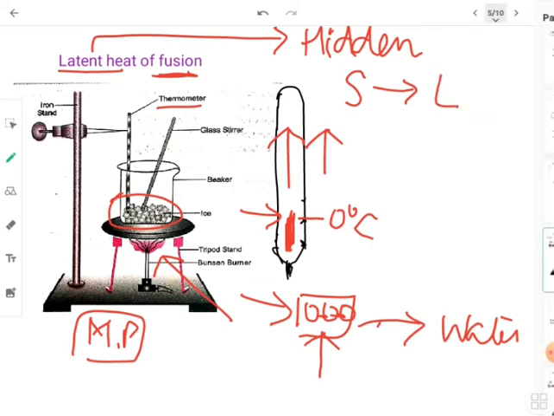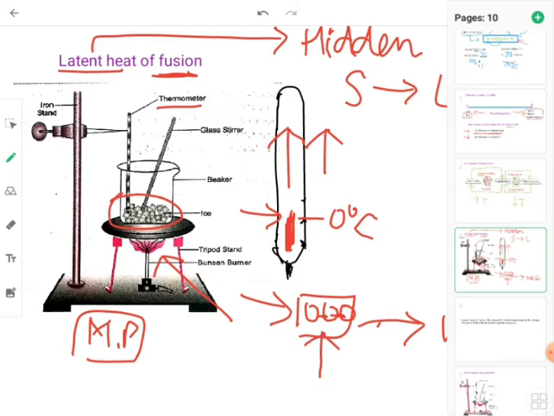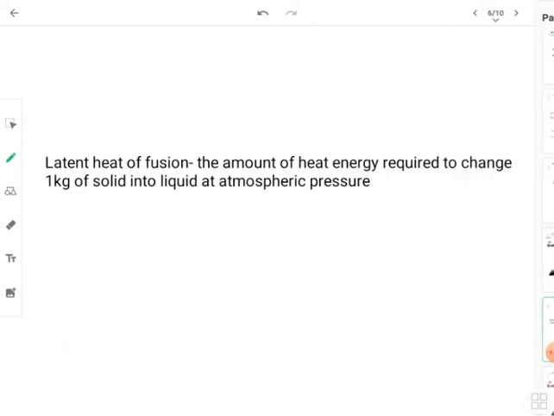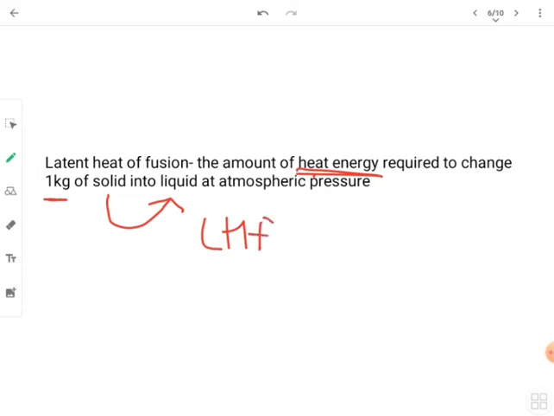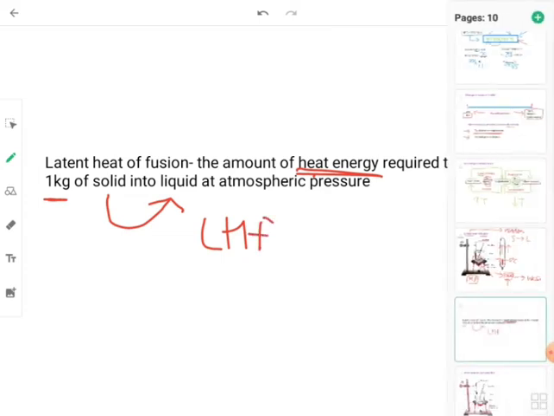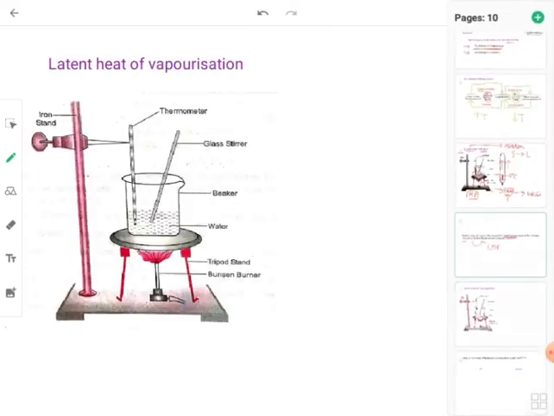Similarly, if we talk about a more specific or precise definition of latent heat of fusion, you will find in many of the books that latent heat of fusion is defined as the amount of heat energy required to change 1 kg of solid to liquid at atmospheric pressure. This is known as the latent heat of fusion. Now, let us see about latent heat of vaporization.